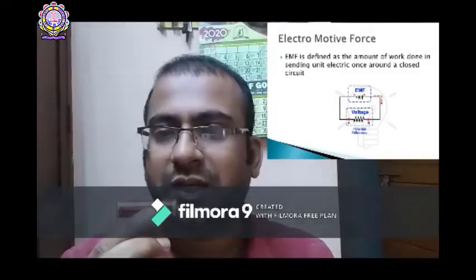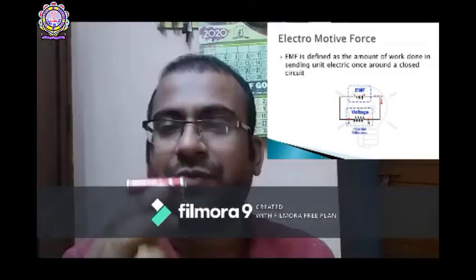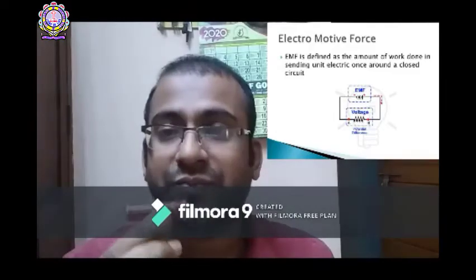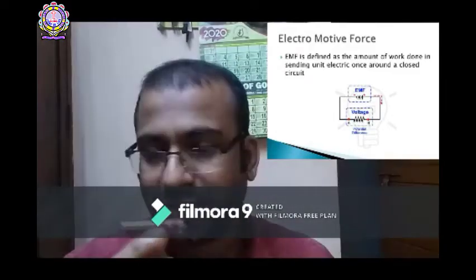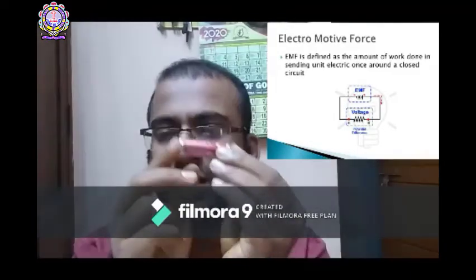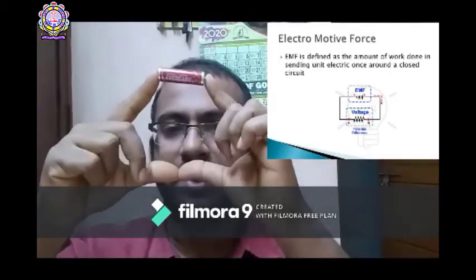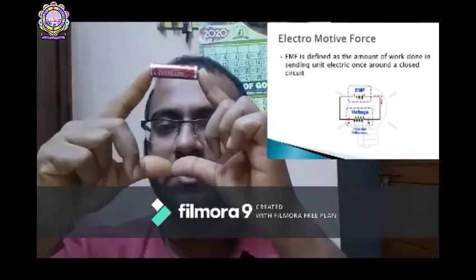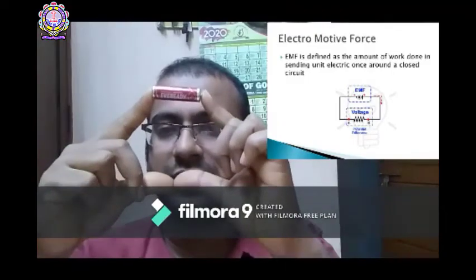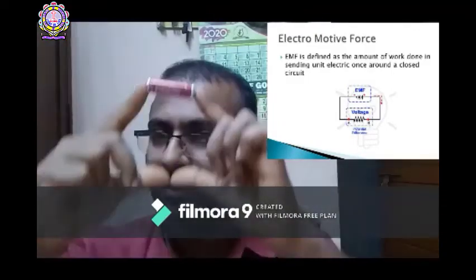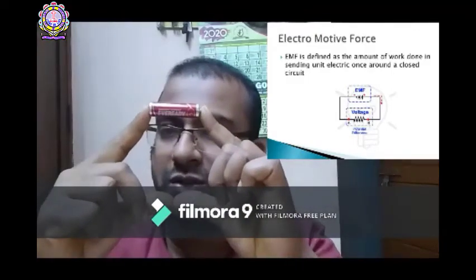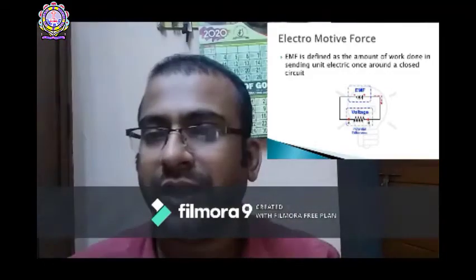EMF means the potential of a source when there is no connection. But if I connect this source with a wire, now there is a potential difference. Once we connect this cell, it is a potential difference. Otherwise, it is called electromotive force.